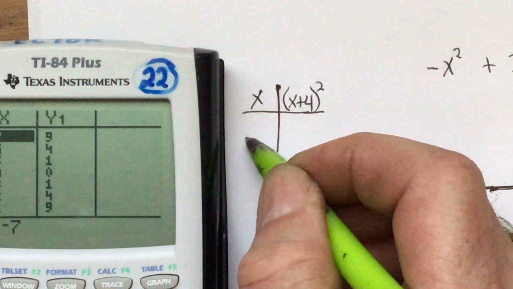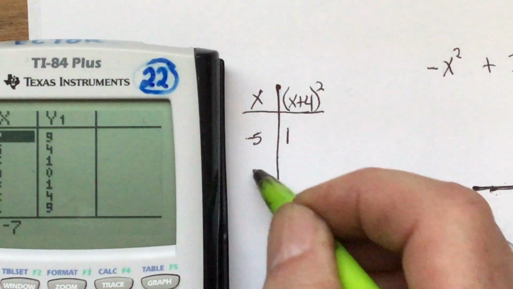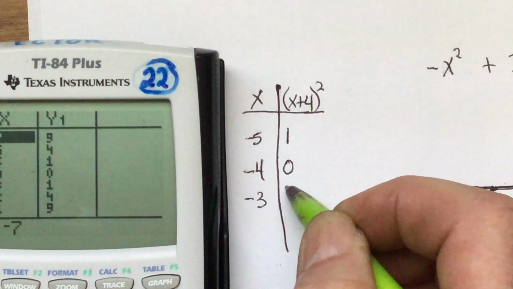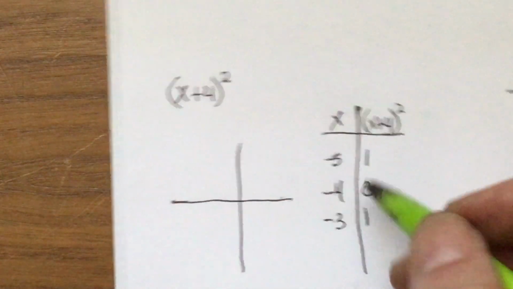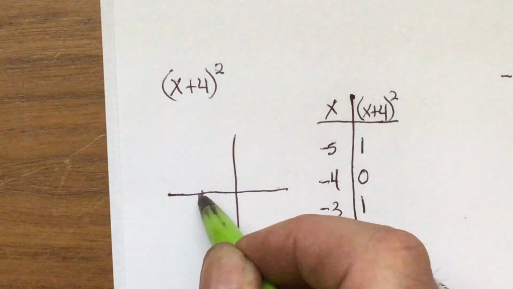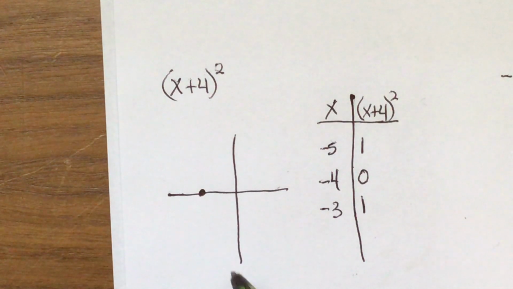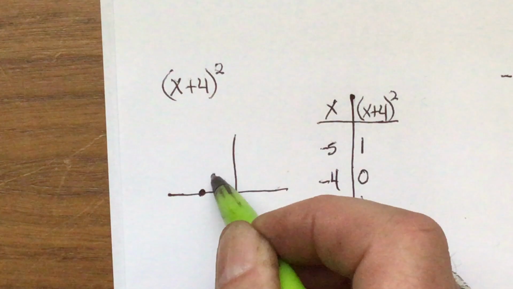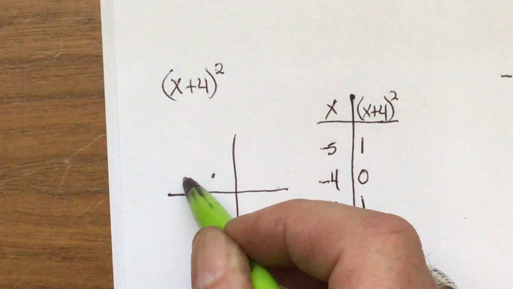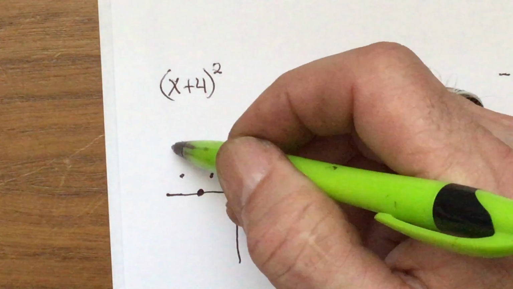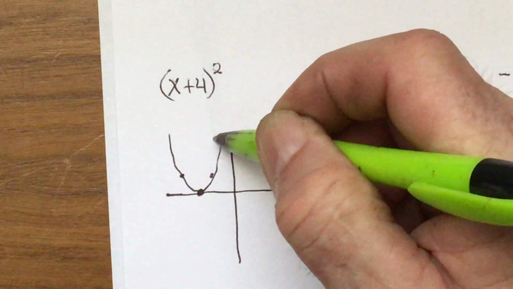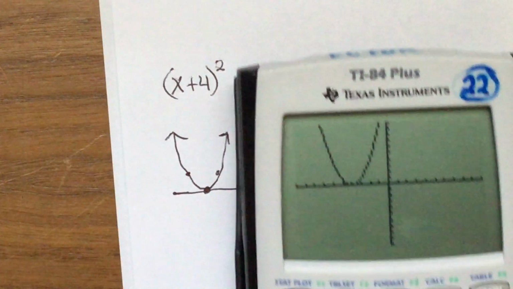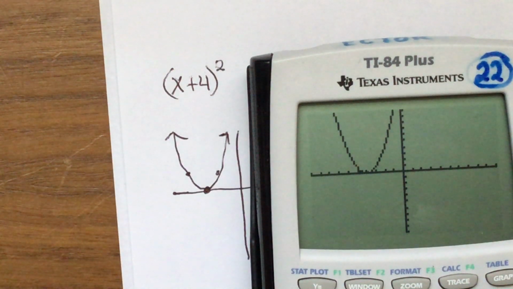-5, 1, -4, 0, -3, 1. And my graph is going to look like this. Here's -4, 0. -3 would be about here, and 1. -5 would be about right here, and 1. And I can go ahead and draw the U shape. Let me check that. Yep. Pretty good representation, I think.